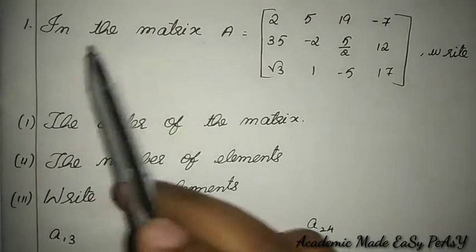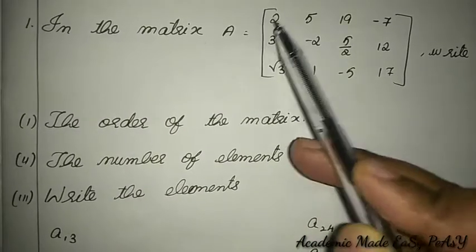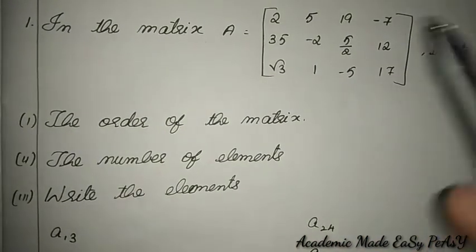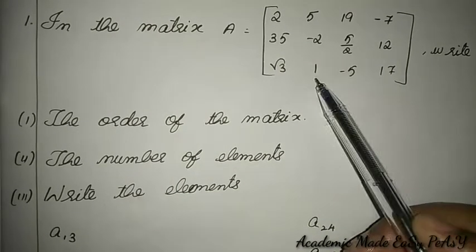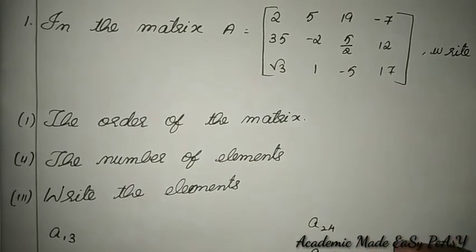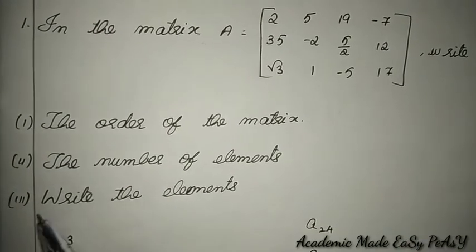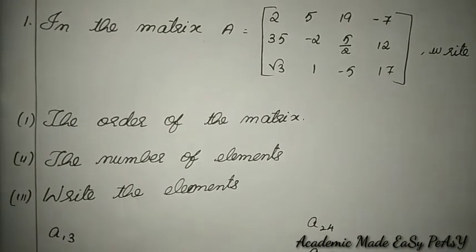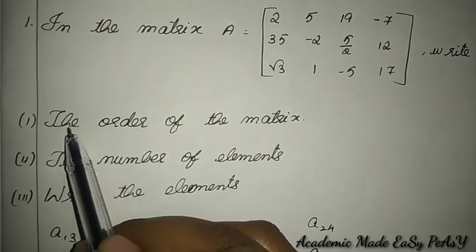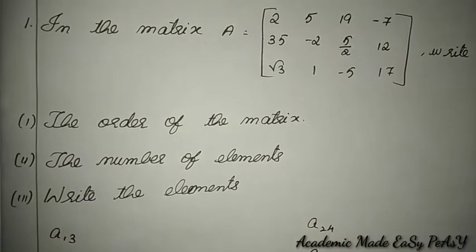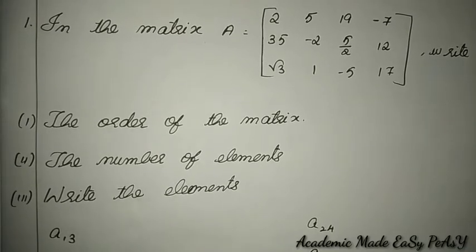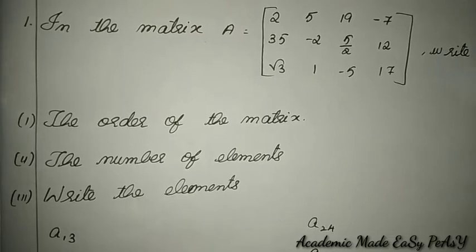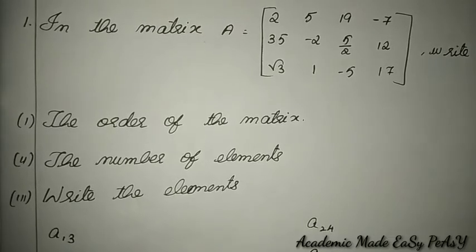Question 1. In the matrix A = [2, 5, 19, -7; 35, -2, 5/2, 12; root 3, 1, -5, 17], three subdivisions are given. So now let's see what that is. The order of the matrix. I've already taught you what the order of a matrix is, in the introduction part. If you have not watched that video, please do watch it. I will attach the link in the description box.